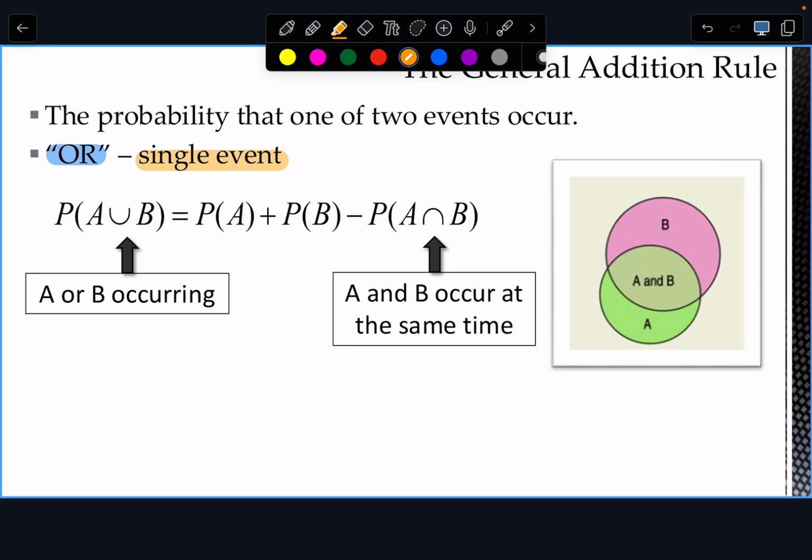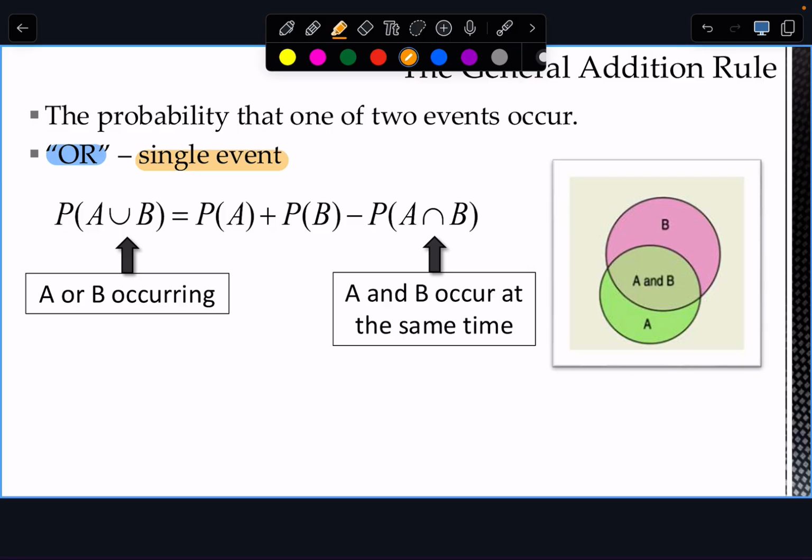I'm rolling the dice one single time. What's the probability that I get this result or this result? I'm picking a single individual from this group. What's the probability that they have this characteristic or this characteristic? So I'm doing a single trial. I'm looking at the probability of getting one thing or another.